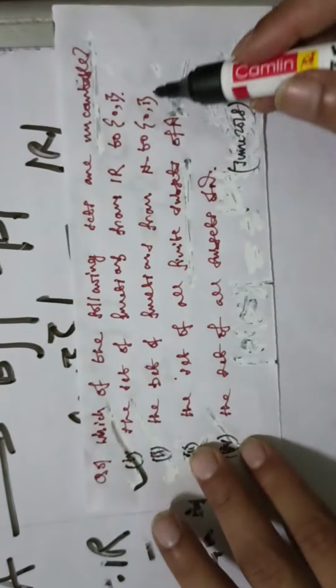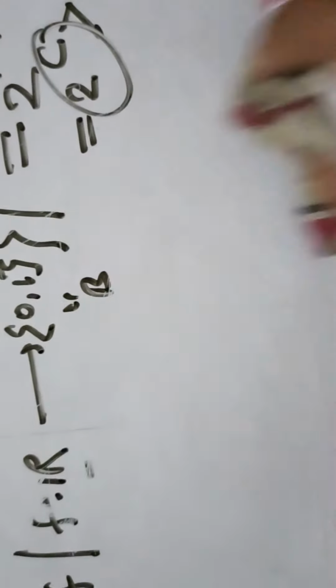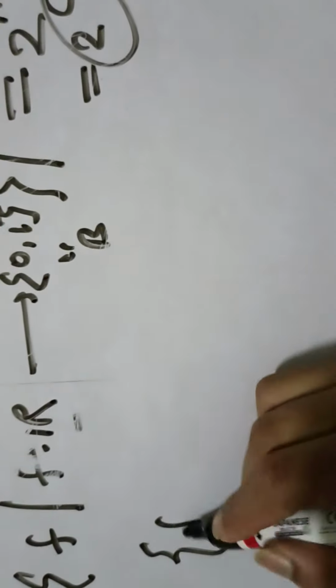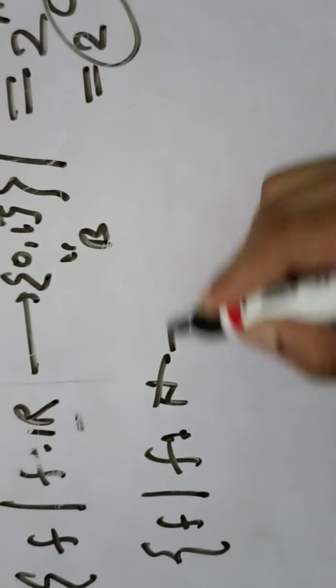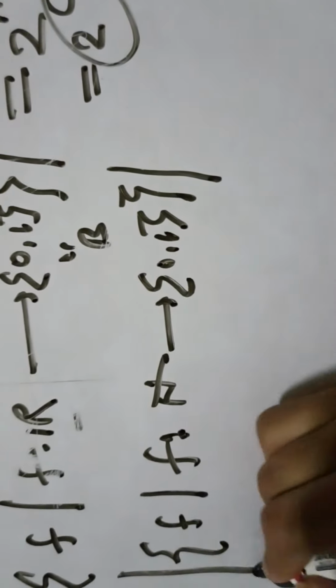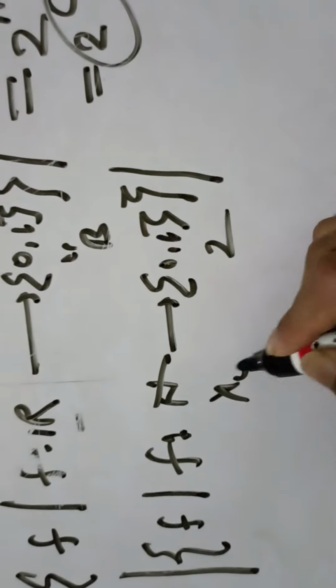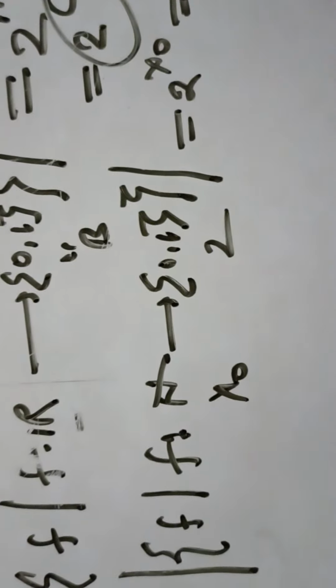Now option 2 says the set of functions from N to {0, 1} is countable. How many functions are there from N to {0, 1}? The cardinality of the codomain is 2 and the cardinality of N is alpha naught, so the total number of functions will be 2 to the power alpha naught, and we all know 2 to the power alpha naught equals C, the continuum. This is uncountable, so option 2 is also right.